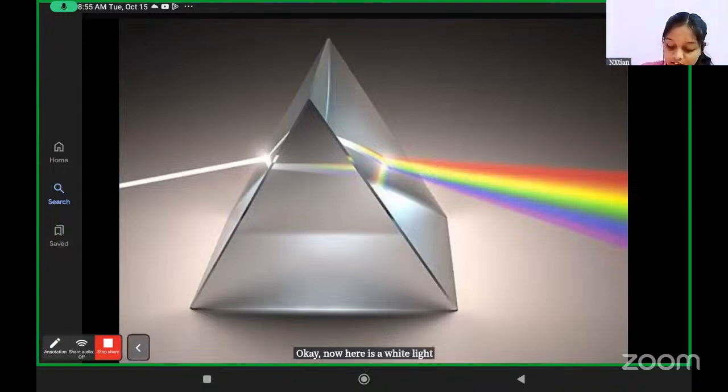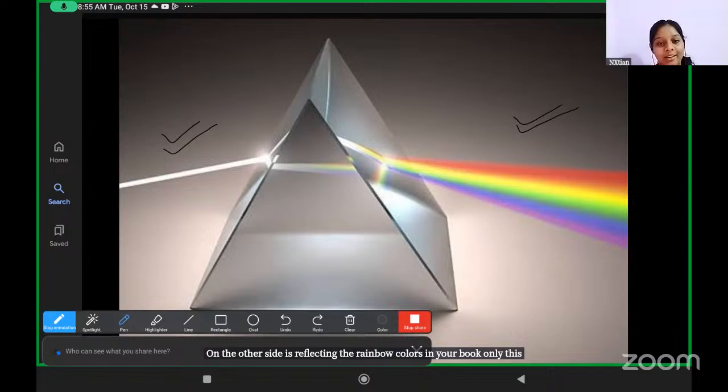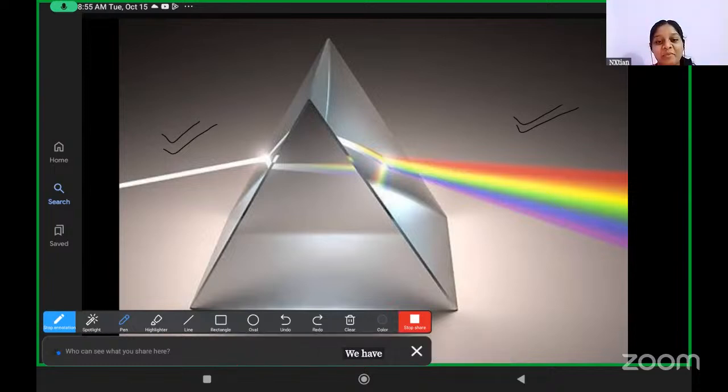You can see it's going in from one side of the prism, and on the other side, it's reflecting the rainbow colors. In your book, only this diagram is given in black and white. Can you imagine? That's why I had to open this and show you how all the colors are reflected. The 7 rainbow colors are reflected here.